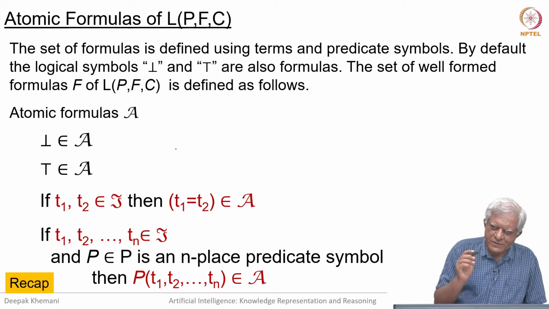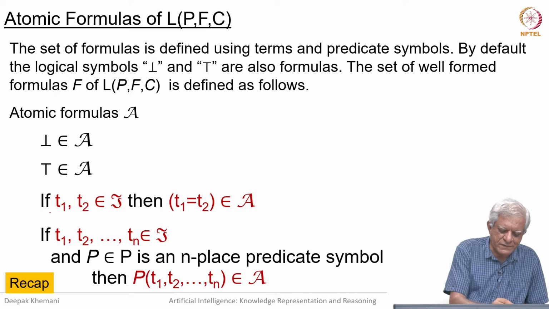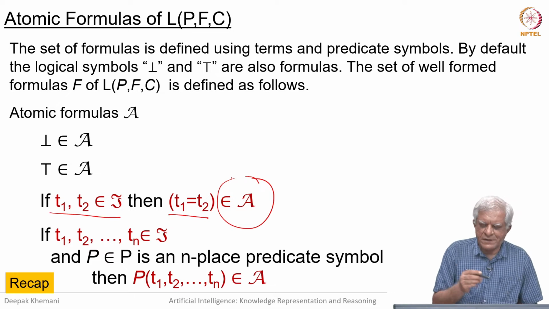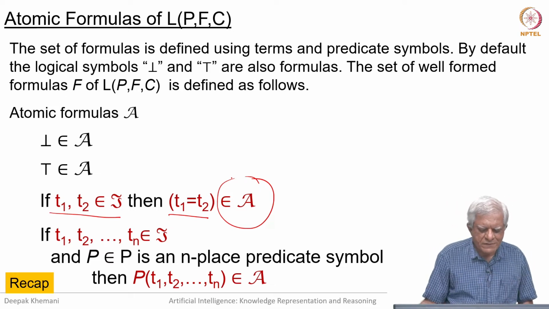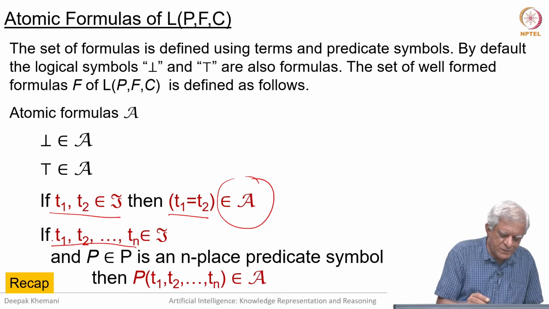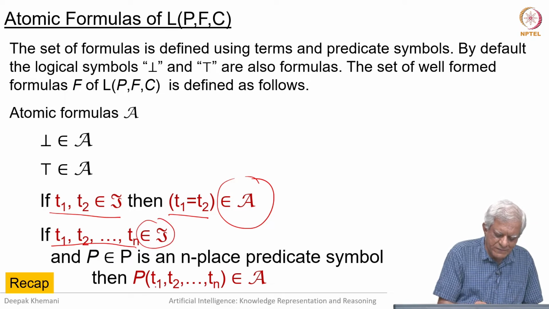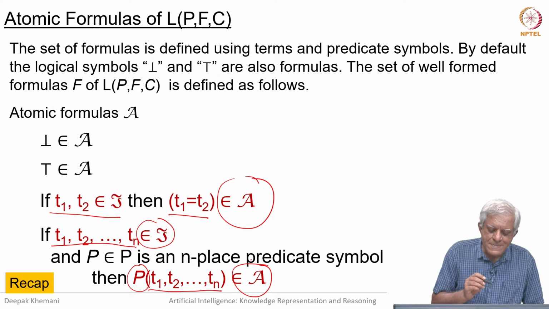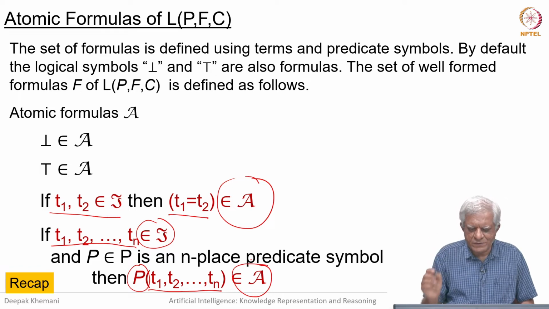We saw that the constituents of formulas were terms. So, if T 1 and T 2 are terms, then T 1 equal to T 2 is an atomic formula. Or if T 1 up to T n are terms, then we can give them as arguments to a predicate symbol, and we will again get an atomic formula. So, the point I want to make is that the arguments to formulas of first order logic are terms, and terms refer to objects in the domain.